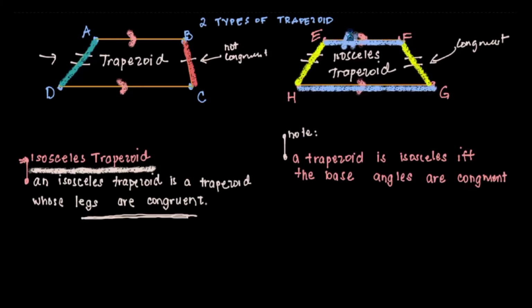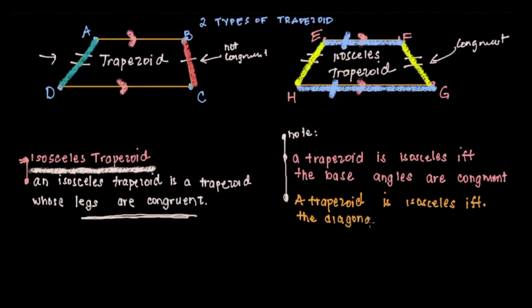Okay? So, basta yung base angle dyan, yung angle H and angle G are congruent. Angle E and angle F are congruent. What else? Ang sabi dito, a trapezoid is isosceles if and only if the diagonals are congruent. Okay? So, the diagonals are congruent.